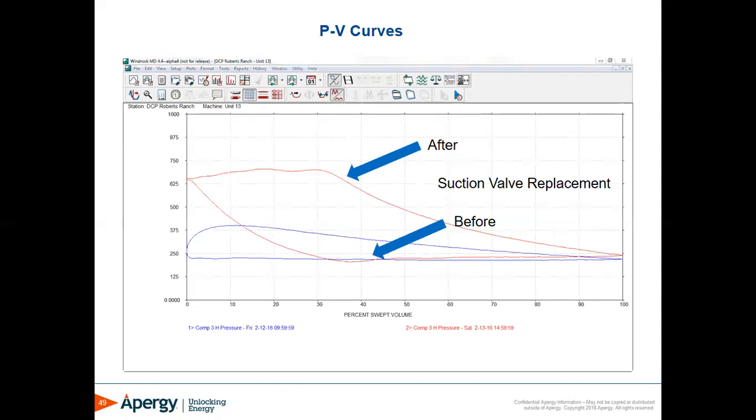Next here we have our PV curves. We have our before and after. You can see the significant difference there after the suction valve replacement.